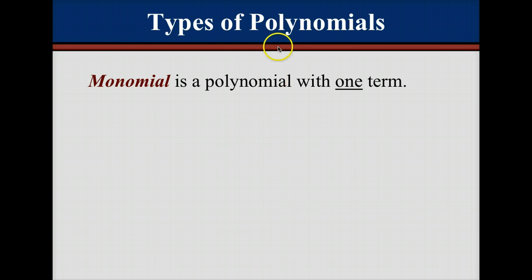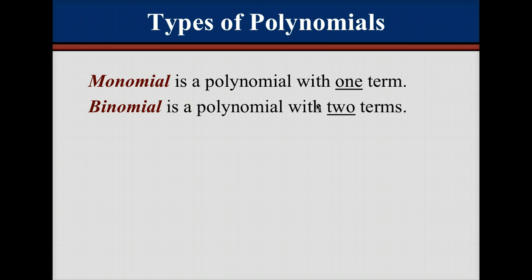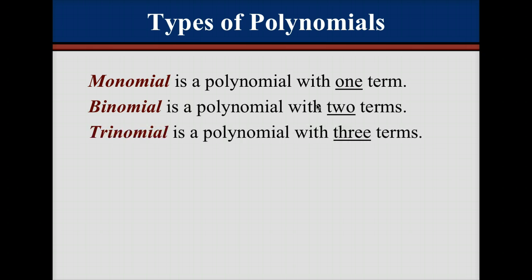The different types of polynomials: there's a monomial, which has one term. A binomial has two terms. A trinomial has 3 terms. If you've got 4 terms, that's considered a polynomial in 4 terms. 5 terms would be a polynomial in 5 terms.